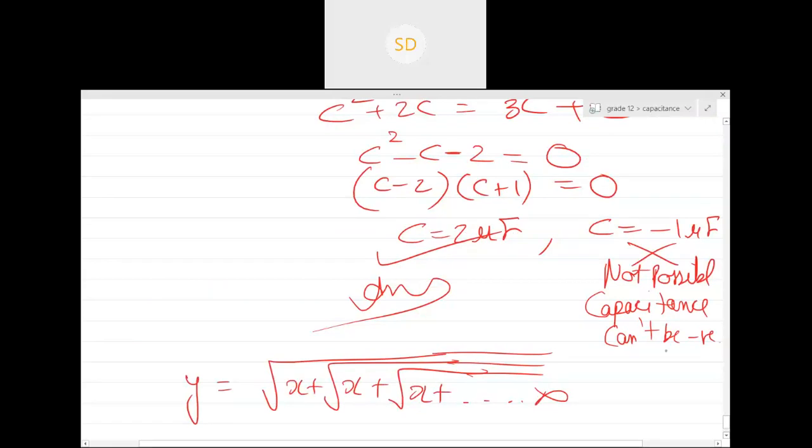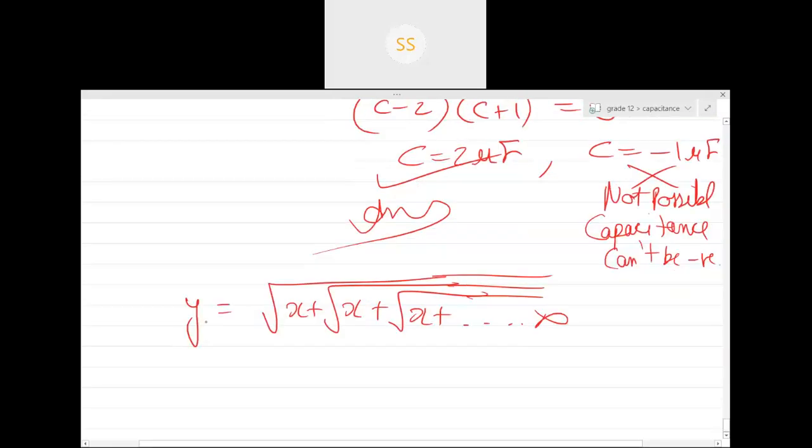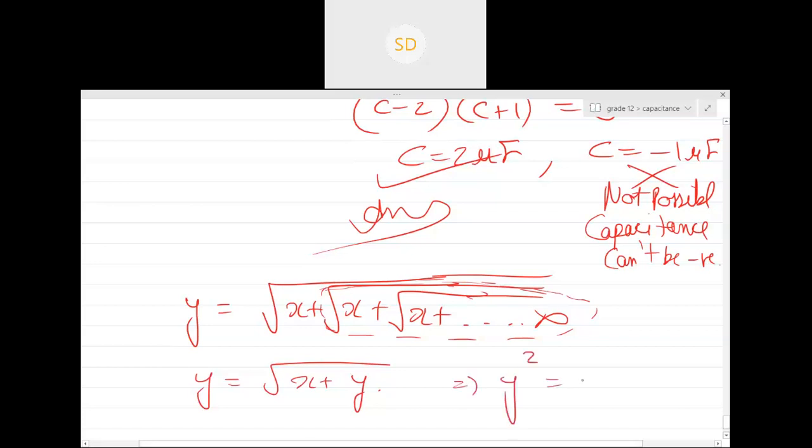Yes sir. So basically, if we assume this whole thing is y, and then we take x plus under root y, yes exactly. So basically, you will assume this whole thing is what? Y, right? So y will be under root of x plus y, and then it will be equal to y square is equal to x plus y. Are you getting my point?